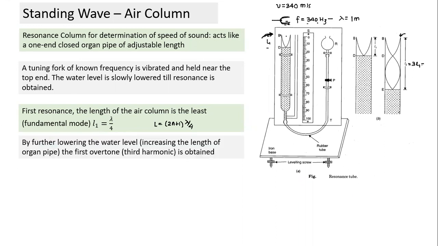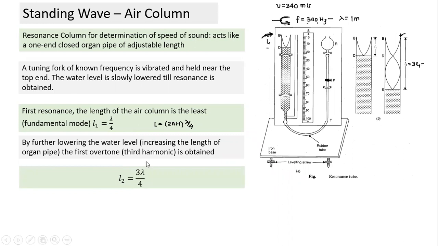Similarly, by further lowering the water level, we're increasing the length of the organ pipe. As we keep increasing, the length is increased. Then the next resonance will happen at what length? 3 lambda by 4. Third harmonic is obtained. In case of a closed organ pipe, only odd harmonics exist, starting from the fundamental frequency.